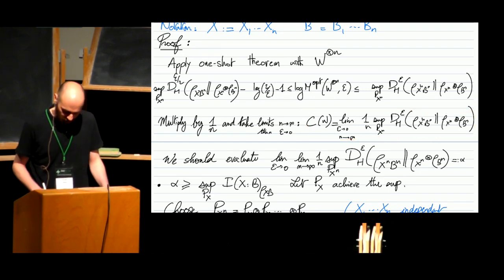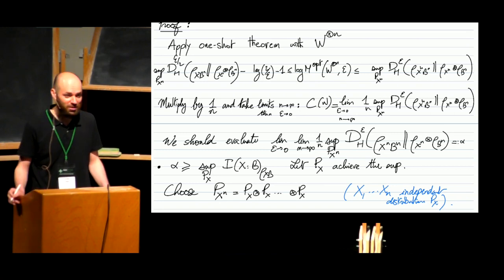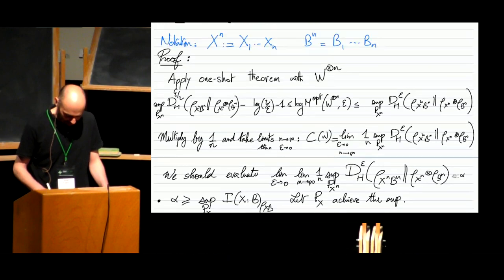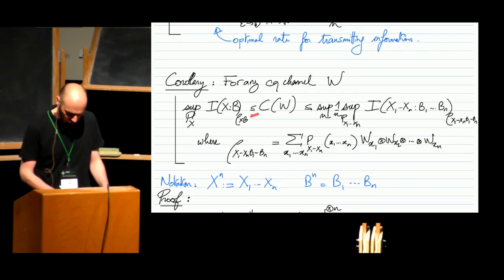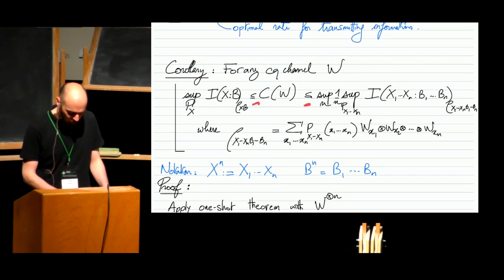But this expression is a little bit ugly, right? It has all these limits. How do we compute it? Here I claim that we have a lower bound and an upper bound. The lower bound is relatively nice, but the upper bound has a limit for now.